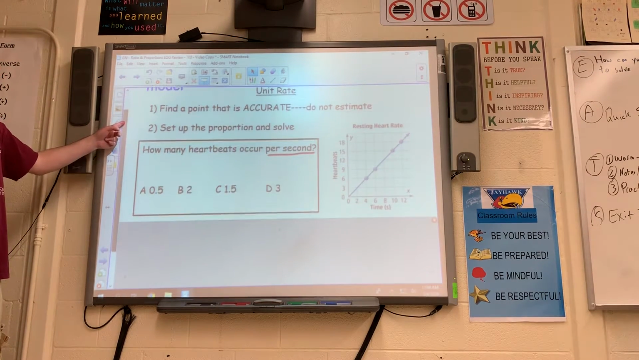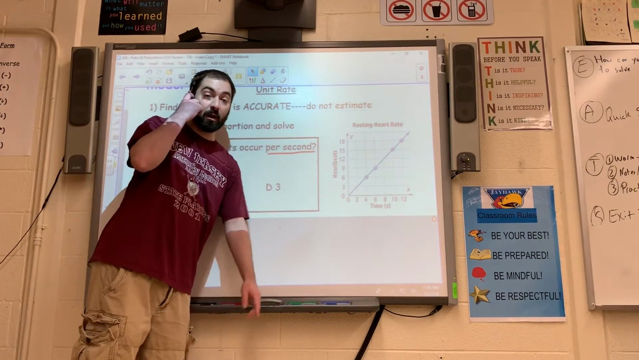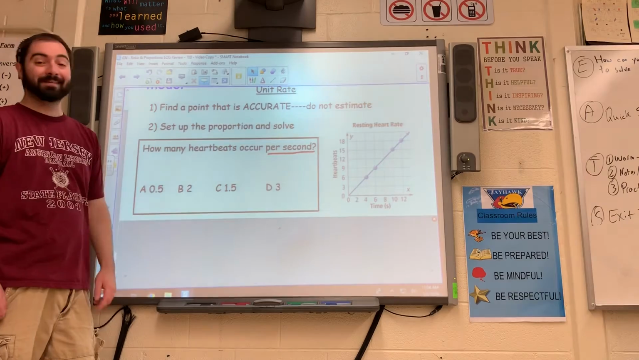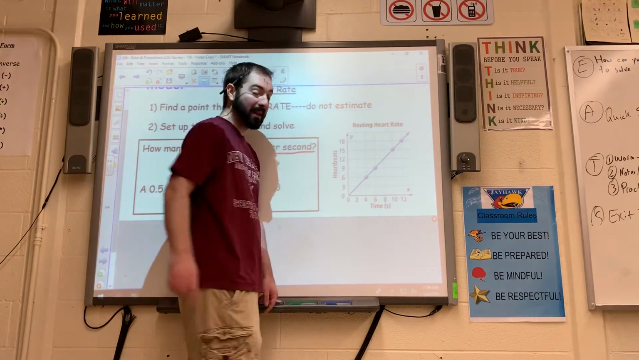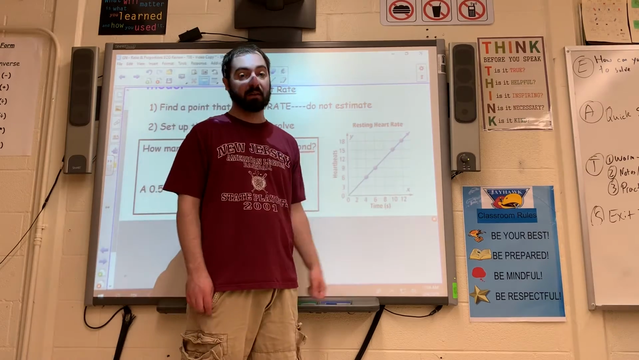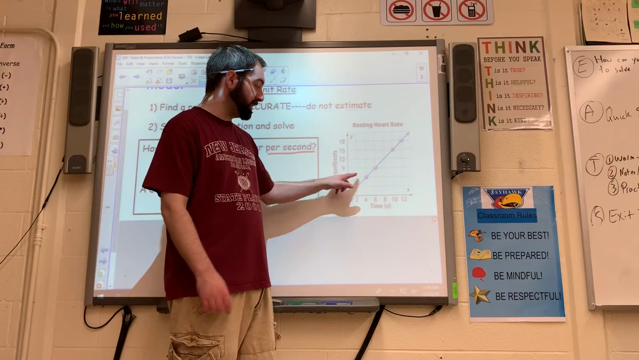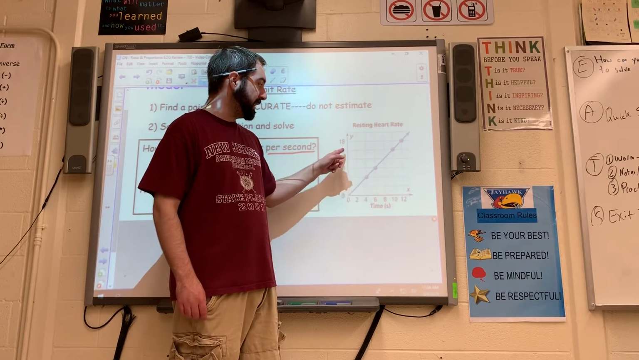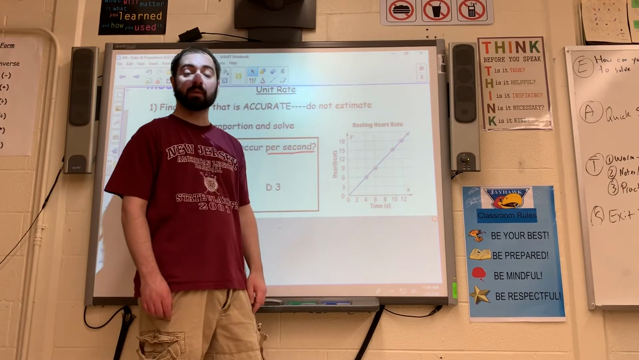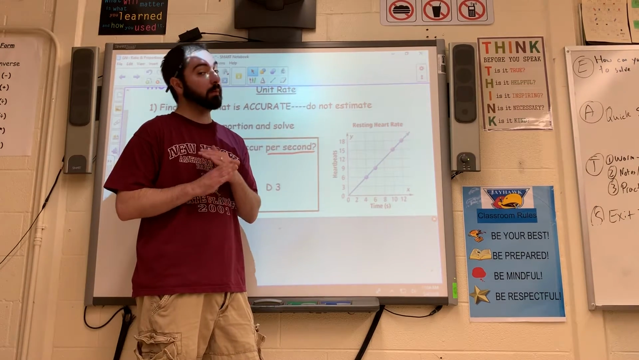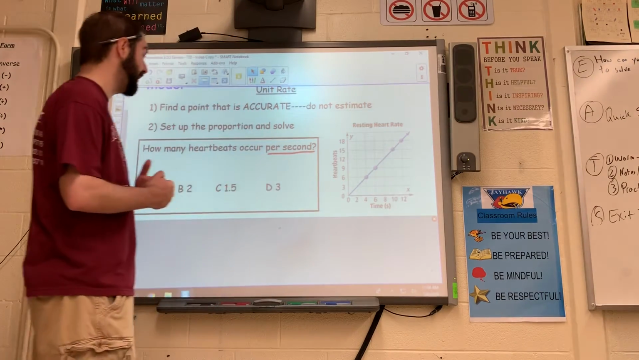Another one that I'll model for you. First off, we're going to be using a graph for this one. So, first thing, find a point that is accurate. You cannot estimate. It has to be where the x and the y line up. This chart has 4 dots on it, on a line. They are actually all good dots to use. You could use 6 over 4, 9 over 6, 15 over 10, or 18 over 12. If there was a dot somewhere not perfectly lined up, then we cannot use that point. We cannot guess or estimate the value of the x and the y.